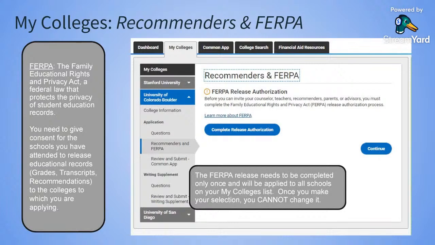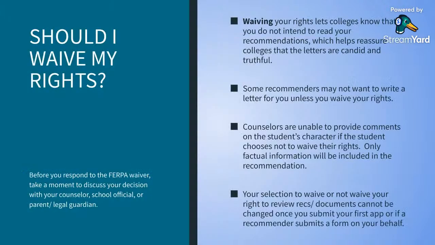So you do need to allow us to release the FERPA. And once you do that, you cannot go back and change it. But the FERPA does work for all colleges. So once you allow us to send documents to one college, it opens it up for all of the colleges that you are applying to, that we can then send your information to.